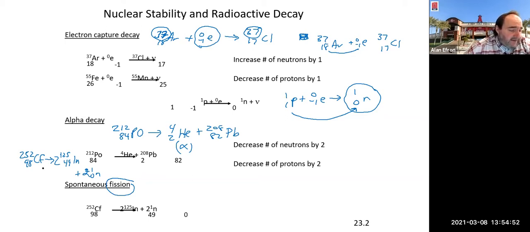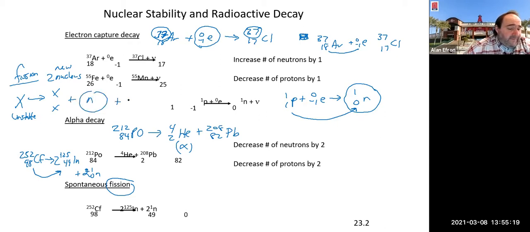This is spontaneous fission, which means this guy is unstable, right? It's got 98 protons. So just naturally, it's going to basically break apart. And fission is a reaction where typically what happens is we start with something that's unstable. It will typically break apart into two new nuclei and give off some neutrons, which is a very common thing. Also, a lot of energy involved usually in this process. So this is a spontaneous fission reaction where that occurs.